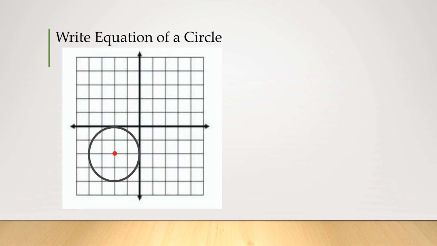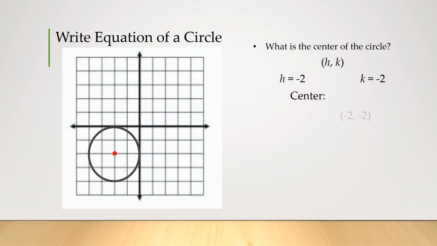Now we're going to look at another equation of a circle, but this time the circle is in the third quadrant. So what that means is that our center is going to be a negative and a negative. So what is the center of this circle? Well, we start at the origin, go 2 units to the left, which is -2, down 2, which is -2. So our h comma k, h is -2, k is -2. So the center of this circle is -2, -2.